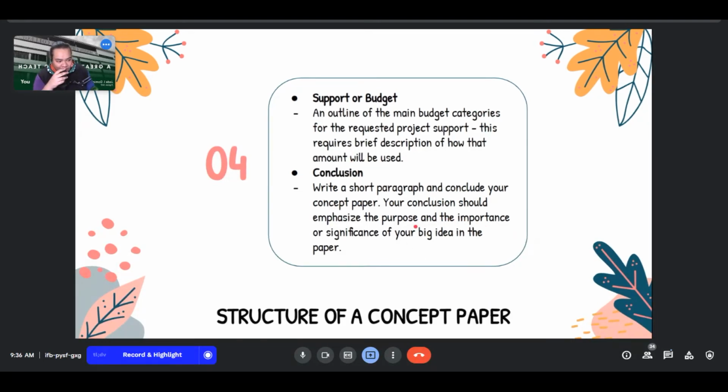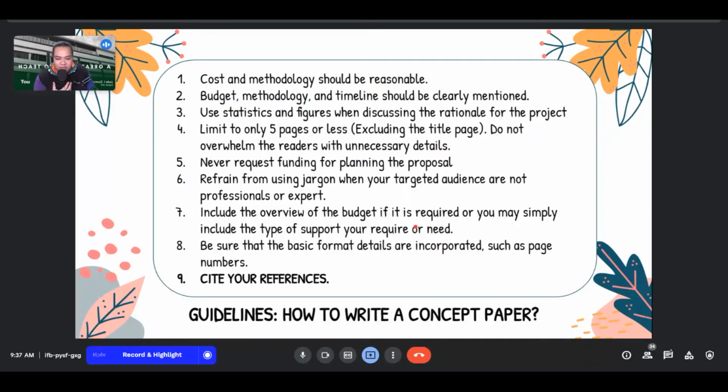Now, ito. So we have a few guidelines on writing a concept paper. First, of course, cost and methodology should be reasonable. Okay? When we say reasonable, of course, within reason and reality. Baka mamaya magpapa-health seminar kayo, ang hiningi nyo 1 billion pesos. Saan nyo dadalhin yung 1 billion pesos? No? Sino ba ang mag-i-speak sa health seminar na yan? Si Elon Musk ba? Okay? So, as much as possible, be realistic and be reasonable when you are writing the cost and methodology.